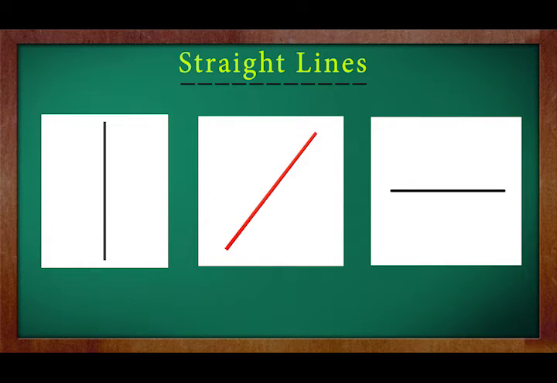Students, do you know what is a straight line? A straight line is something with lines that do not wave or curve. Or we can say a line that does not curve.